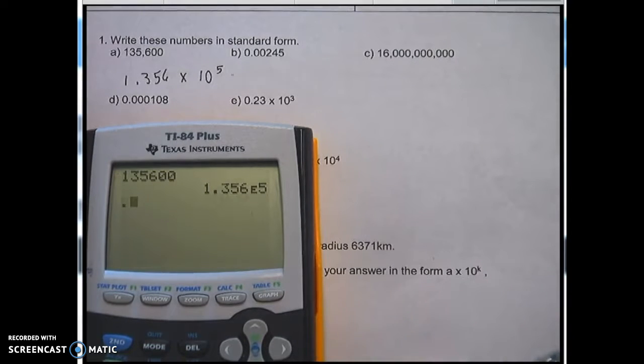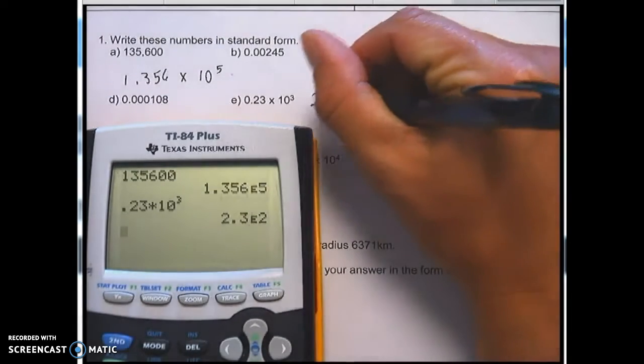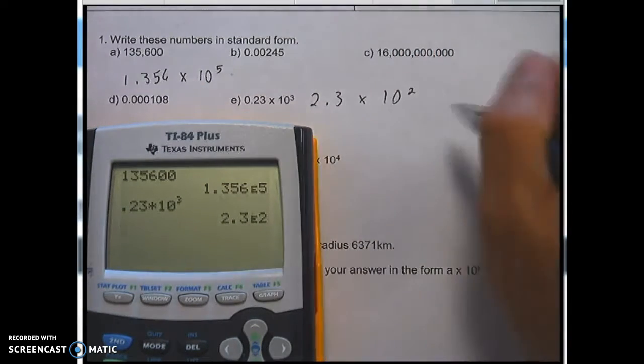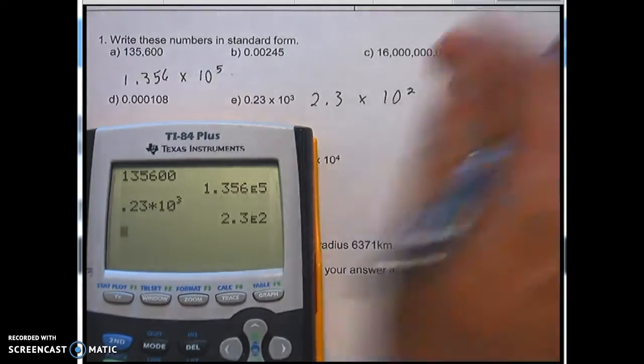And it works with decimals too, 0.23 times 10 to the third. That's simply 2.3 times 10 to the second power. And so that's the easiest way to write things in scientific notation.